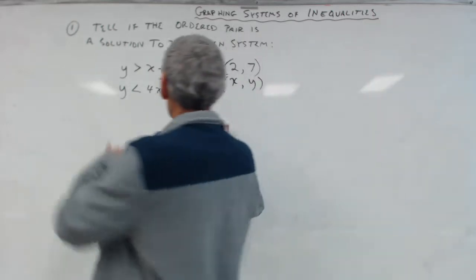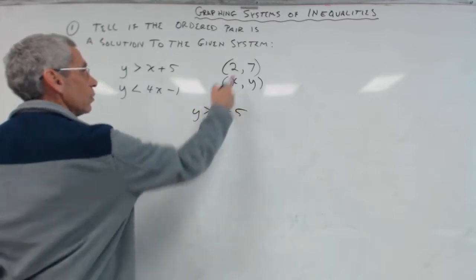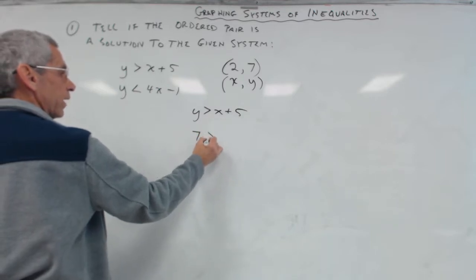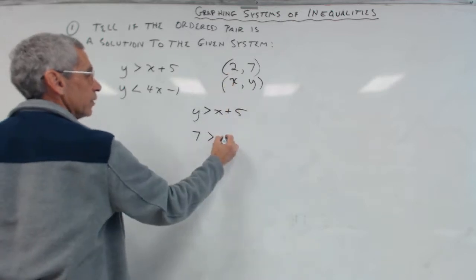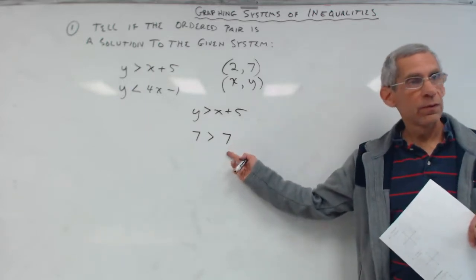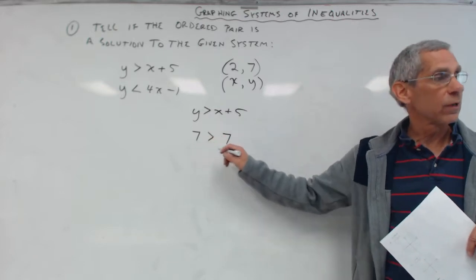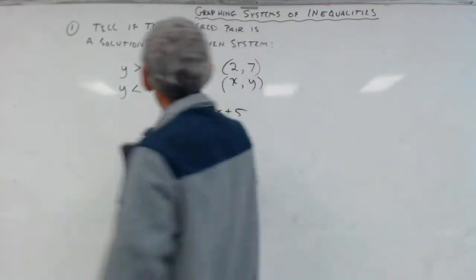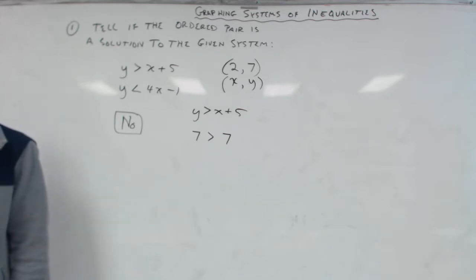Okay. So let's use this one. We've got y is greater than x plus 5. So if y is 7, I'm going to replace this y with a 7. Is 7 greater than x plus 5, which is 2 plus 5, which is 7? Is that true? No, that is not true. If it had said greater than or equal to, it would be true. Immediately I can stop and say no, it isn't, because I just tried it and it didn't work.